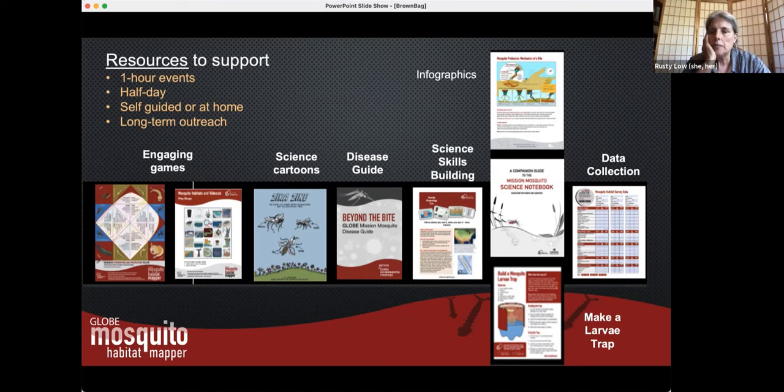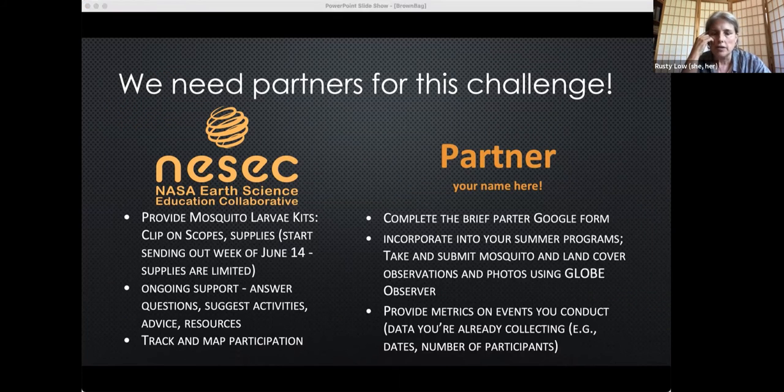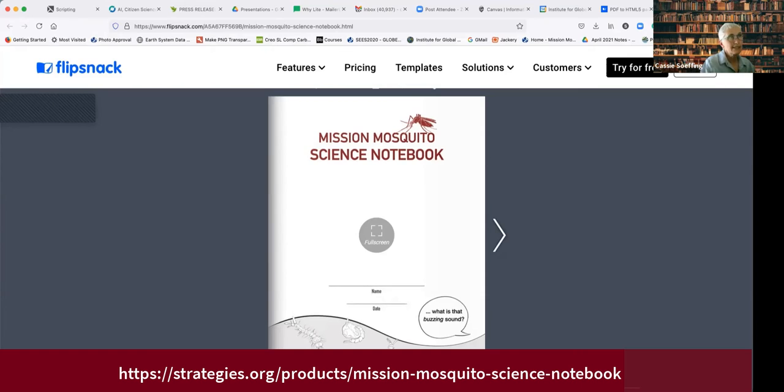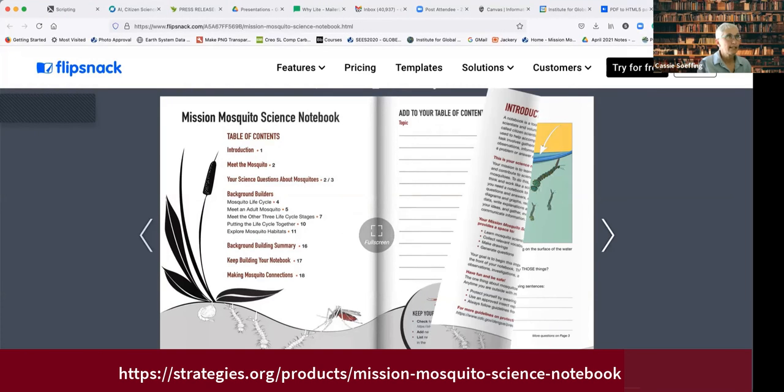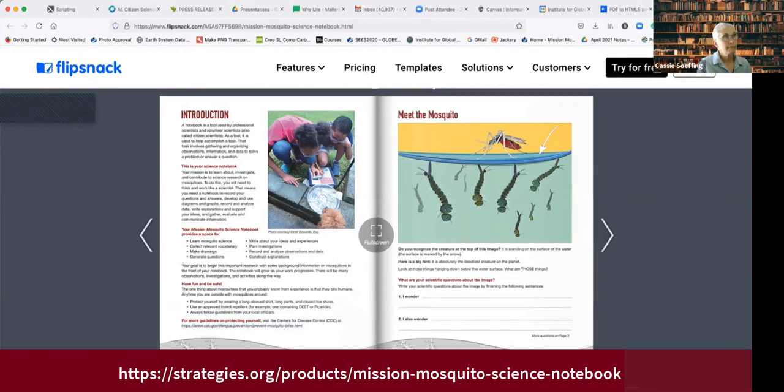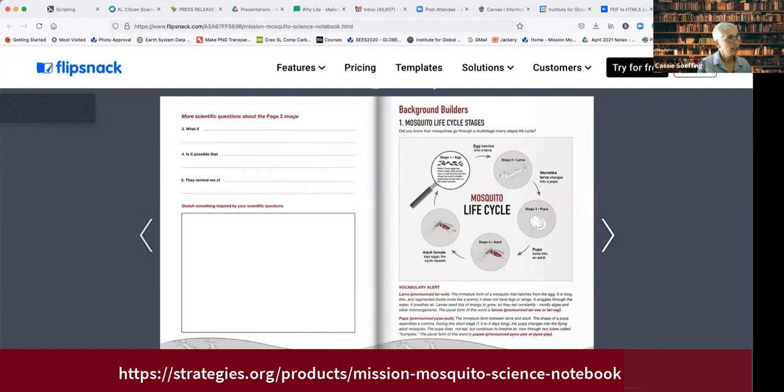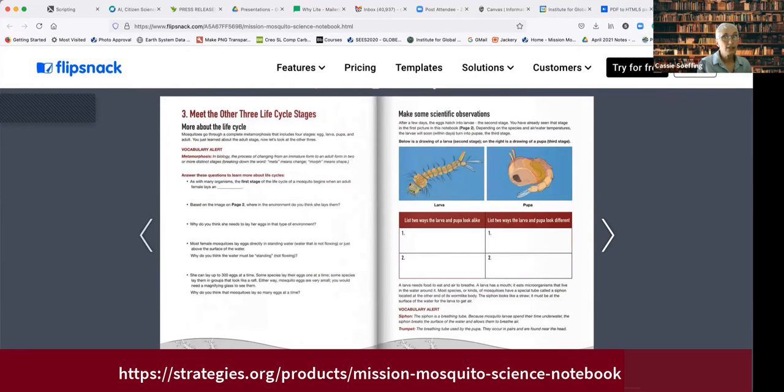Bonnie had a question about the science notebook. Do you want to pull that up as a flip snack and show her that, while this is how we're looking for partners? So the science notebook is a way for kids to learn all about mosquito ecology and their environment. An introduction, how to meet the mosquito, a lot of reflective questions, mosquito life cycle. We also have a few of the pages done as an interactive Google notebook.